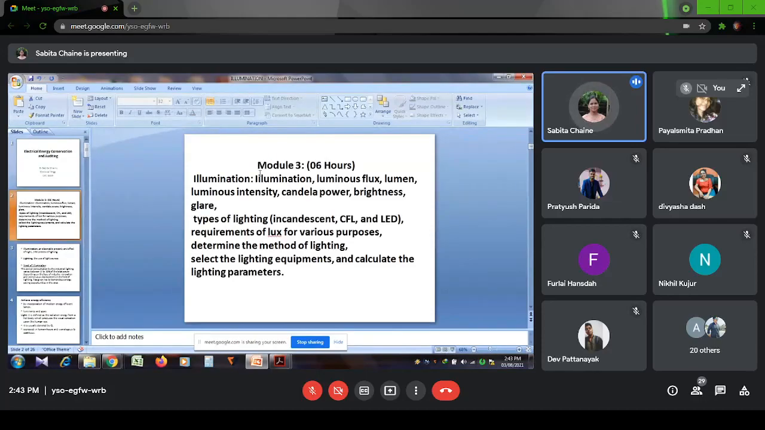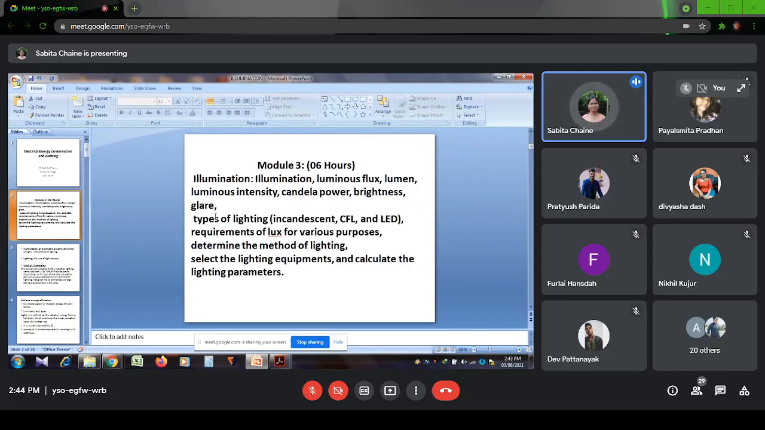Then different terms you will discuss and also do some problems regarding this. What are the utilization factor and the efficiency of the lighting? If you know the efficiency and utilization factor, according to that you will use the energy efficient light. So mathematically you calculate the efficiency and utilization factor, and according to that you will use energy efficient lights. That's why you are studying module 3, that is illumination.